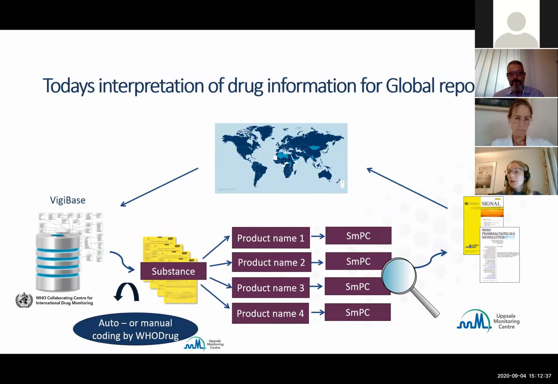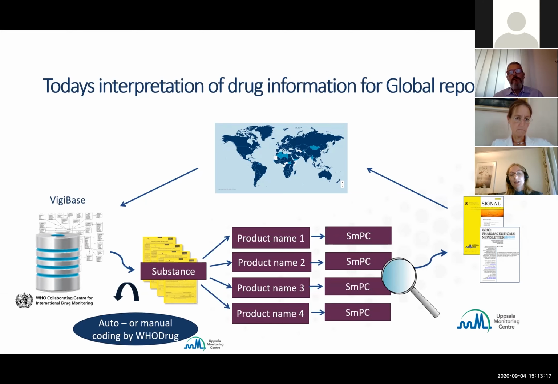So when we today get information about the substance or product name, in principle, we have to do coding of this information. Luckily, at the UMC, we have the WHO Drug Dictionary, which is a global dictionary. So we use auto encoding or manual coding of all these reports. It's, however, sometimes very challenging because there are, of course, misspellings, both to trade names and substance level names. And it's making it really hard sometimes to identify the product or substance that was used.